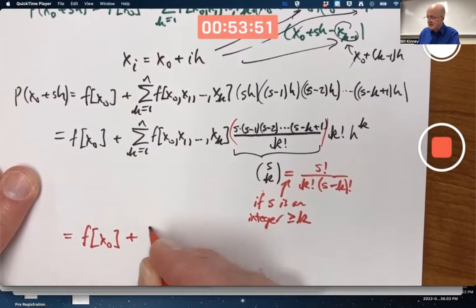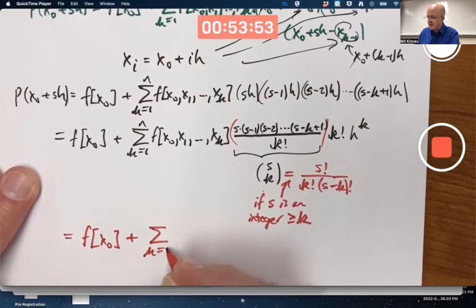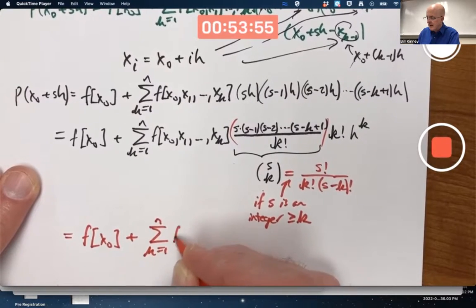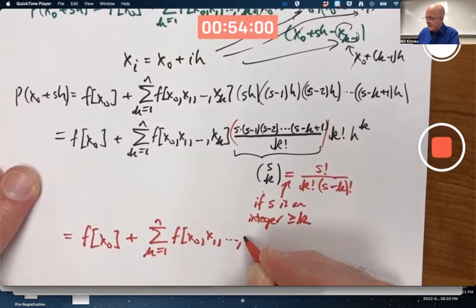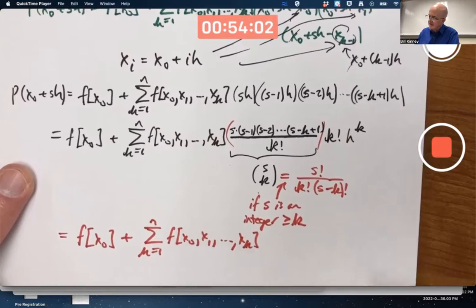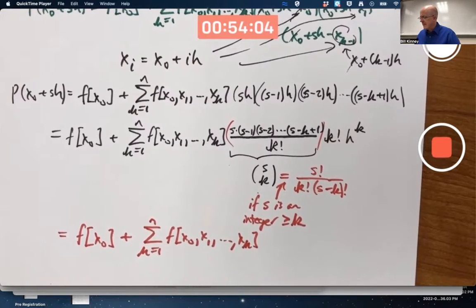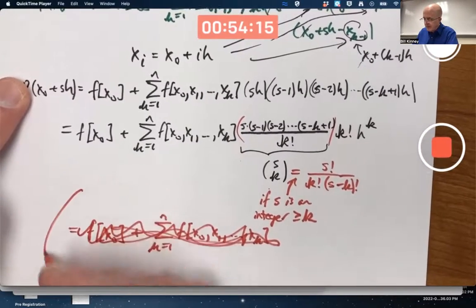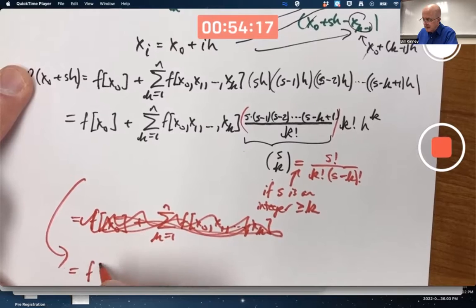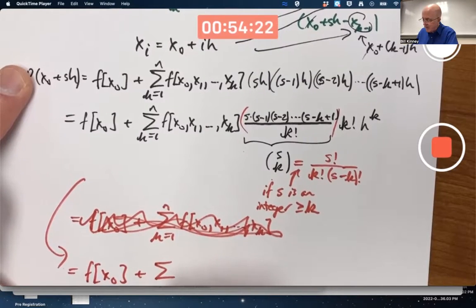It turns out, I'm not going to go through the derivation of this. Oops, I made a mistake here. It turns out, scratch that. This can be rewritten in yet one more way.